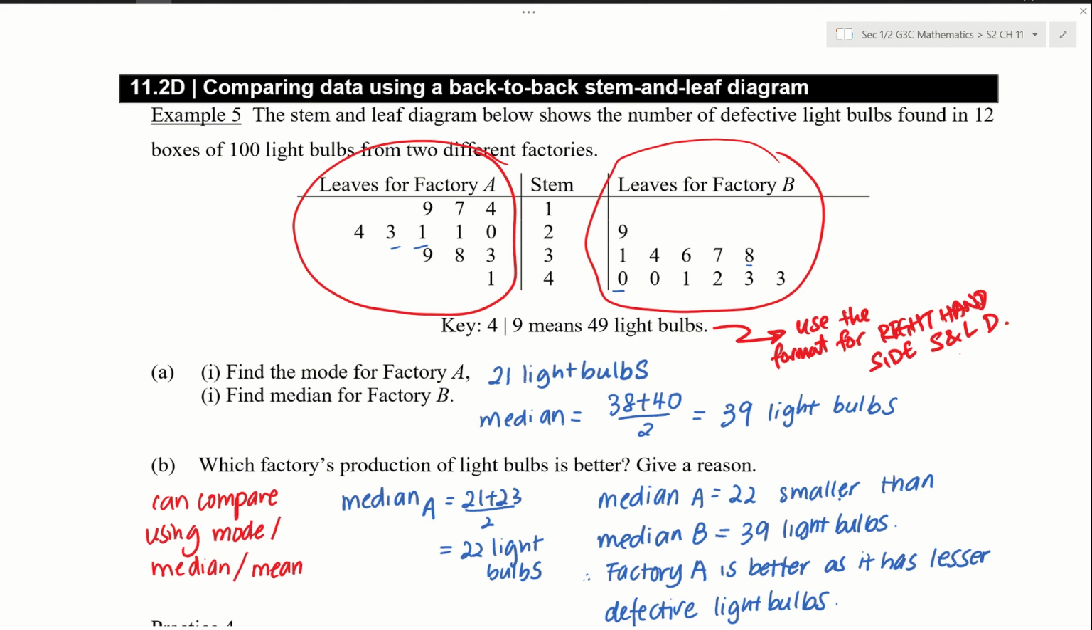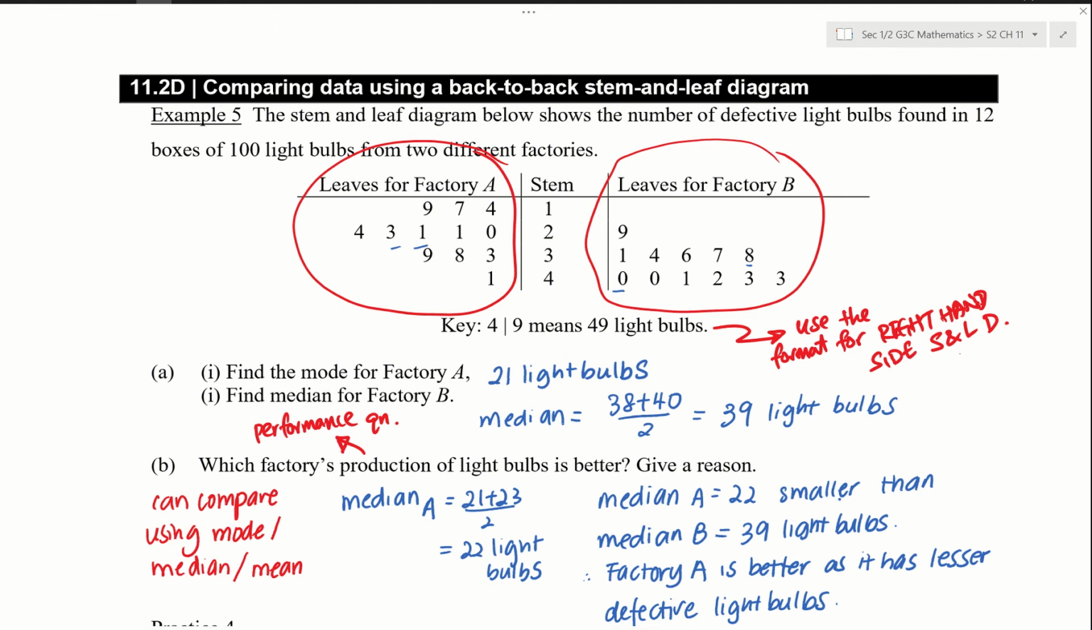My concern is part B, which you guys appear to be copying the answers already. Which factory's production of light bulbs is better? Give a reason. Write it down over here: performance. This is a performance question, which means you look at the mean, median, or mode. To determine which, you check what we have learned. Check, are there any outliers? No outliers over here, which means that we should use the mean.